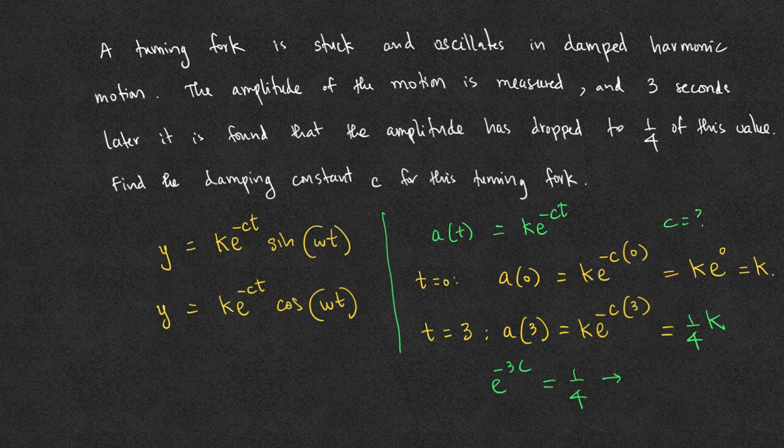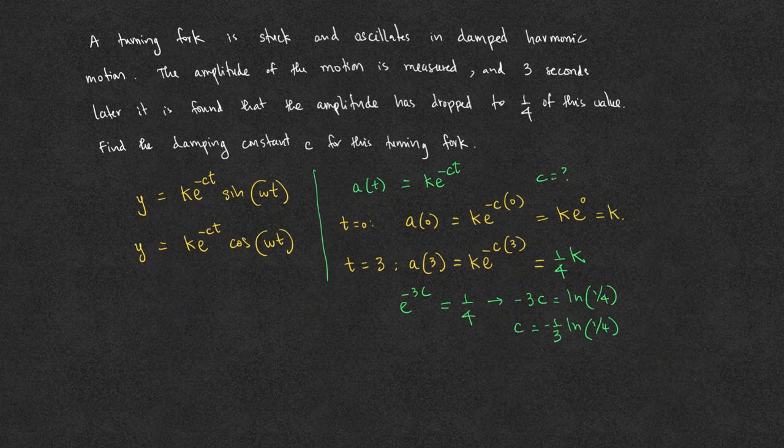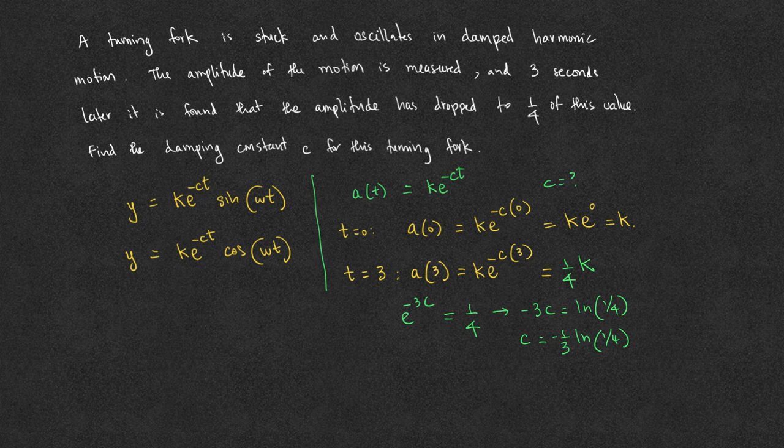We end up with e to the negative 3c equals 1/4. Taking ln of both sides of the equation, we get negative 3c equals ln of 1/4. And so c is negative 1/3 times ln of 1/4. We then put this in a calculator and find that c is approximately 0.4621. And this is the damping constant c in the damped harmonic motion. It doesn't matter whether we use sine or cosine, c is the same for both models.